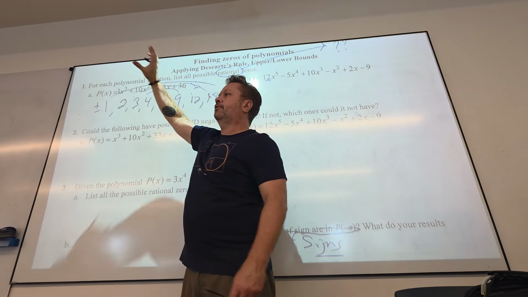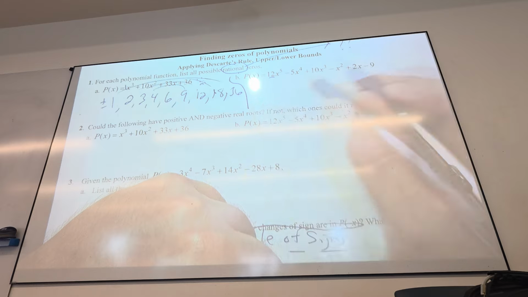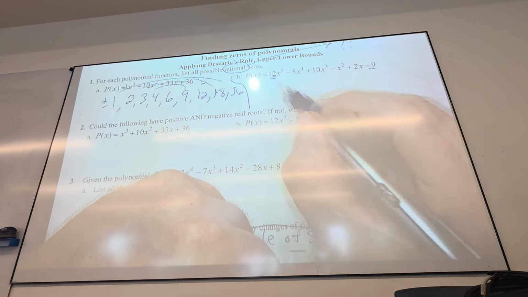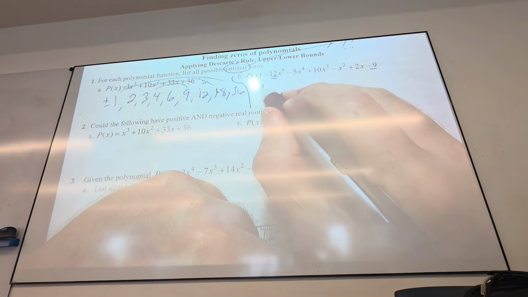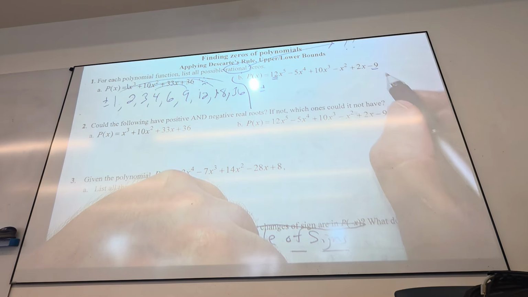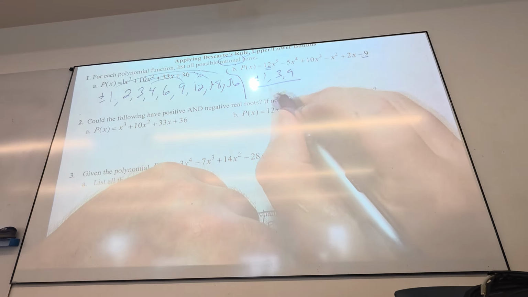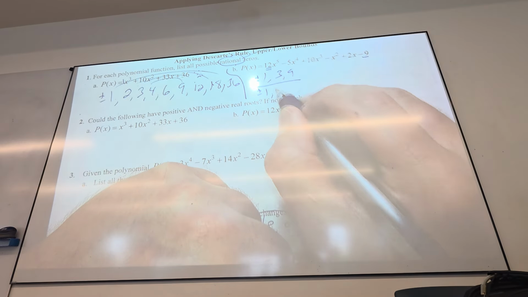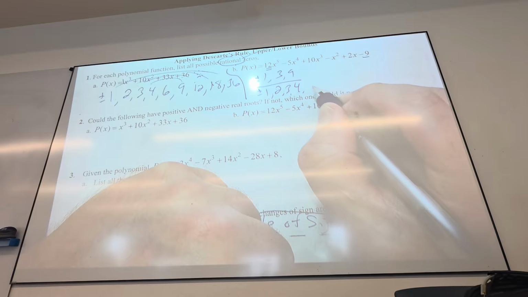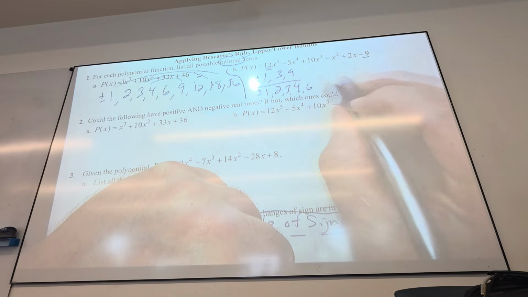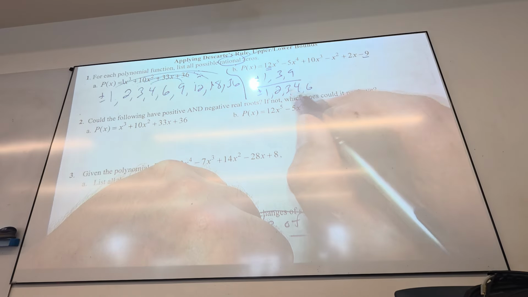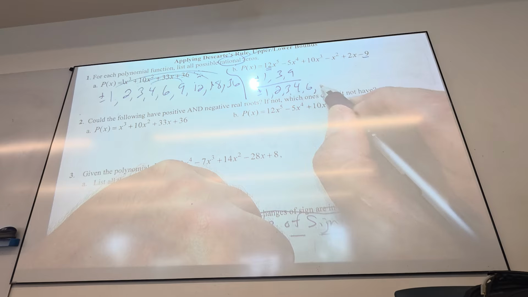So this one is a bit freakier, because not only do I have that, I got this. So what's going to go on the top? 1, 3, 9. I don't even worry about square rooting it. What about the bottom? 1, 2, 3, 4, 6, 12. Yes.